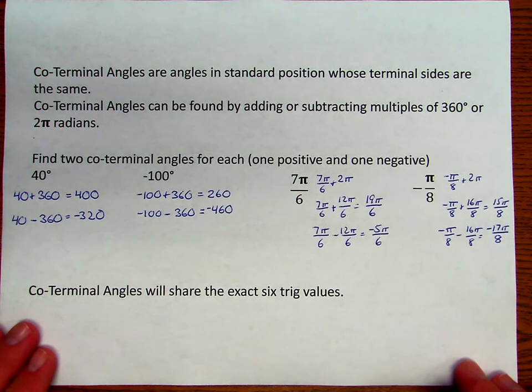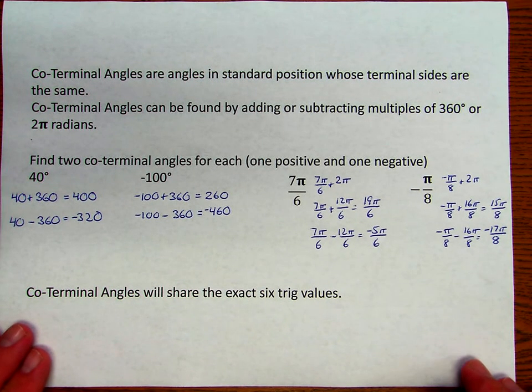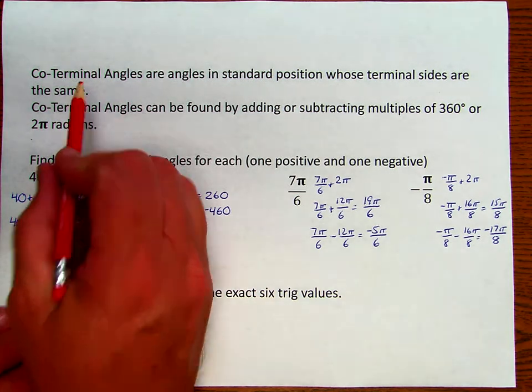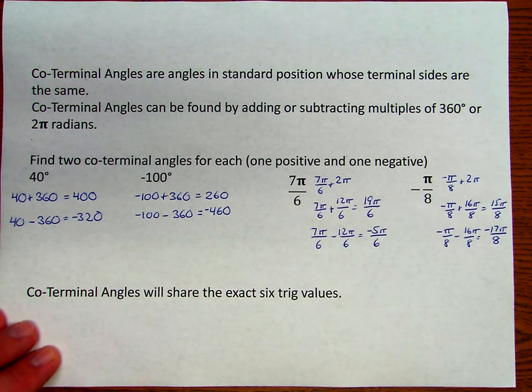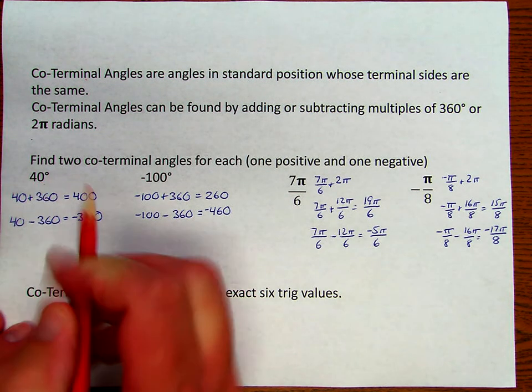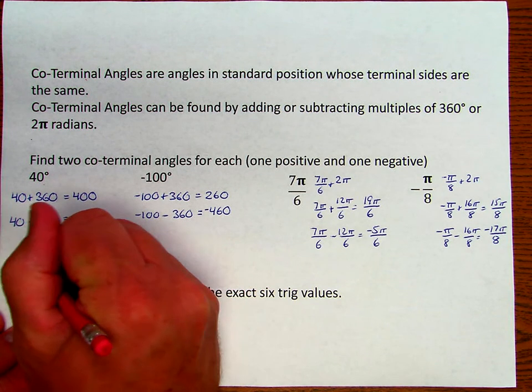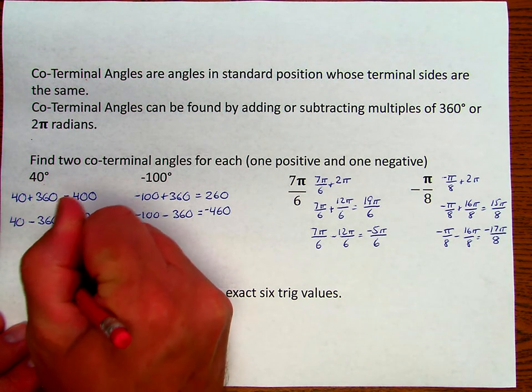All right, a little bit more vocabulary. That's going to be pretty important to where we're working right now in trig. Coterminal angles. Coterminal angles are angles in standard position whose terminal sides are the same. Coterminal angles can be found by adding or subtracting multiples of 360 or 2 pi radians. So, for this first example, 40 degrees.